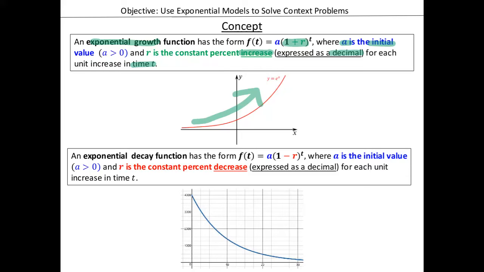And then if we look at exponential decay, in my function, it changes to 1 minus r instead of 1 plus r. And then my A is still the initial value. R is the percent decrease this time. And again, we can't do any calculations with percents. We have to use it as a decimal. Yes?